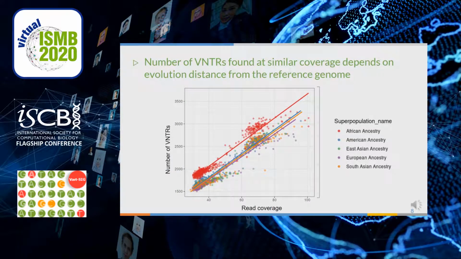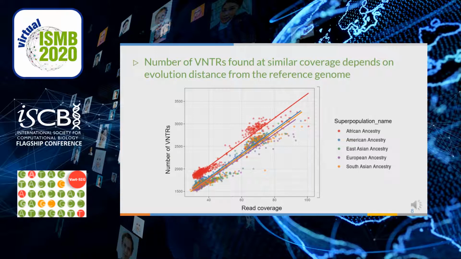The first observation we had is that the number of VNTRs per sample depends on the evolutionary distance of the individual to the reference genome. Here you can see a plot. On the x-axis, we have the read coverage, which is the number of base pairs in the dataset, the reads, divided by the genome length. And on the y-axis is the number of VNTRs we genotype for that individual.